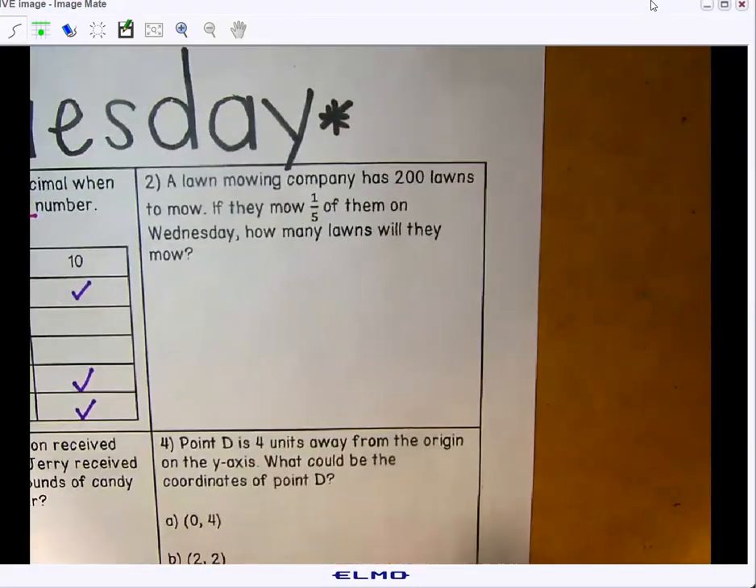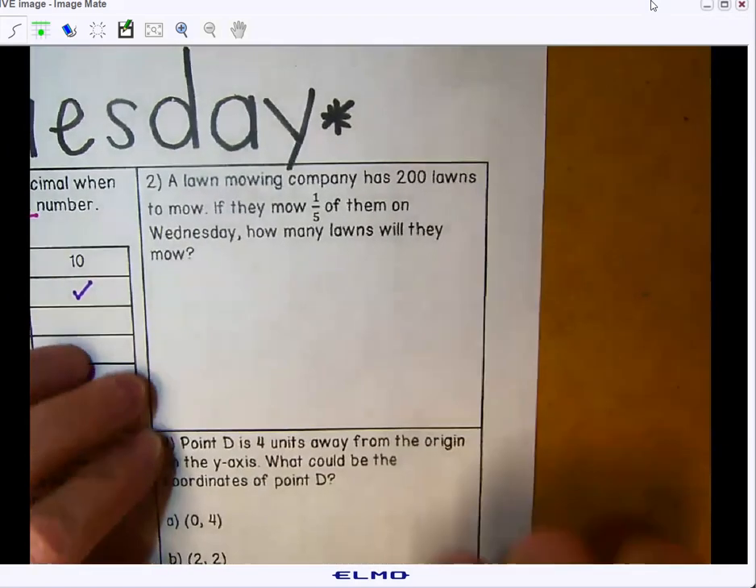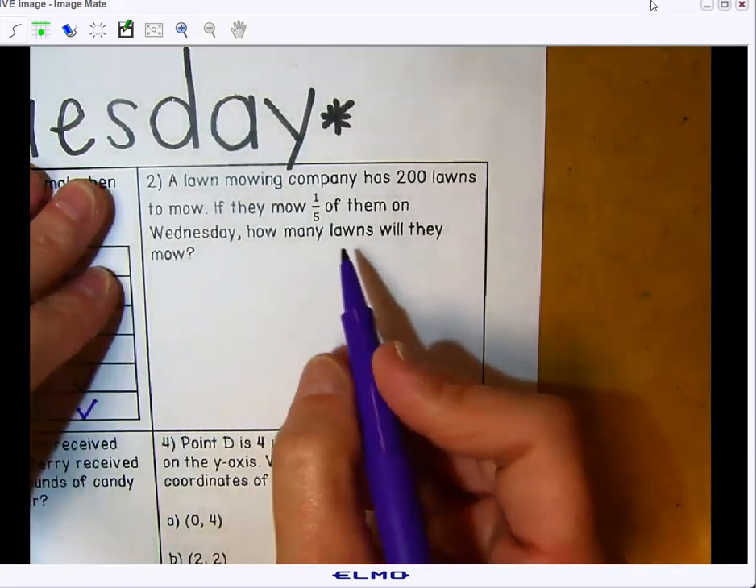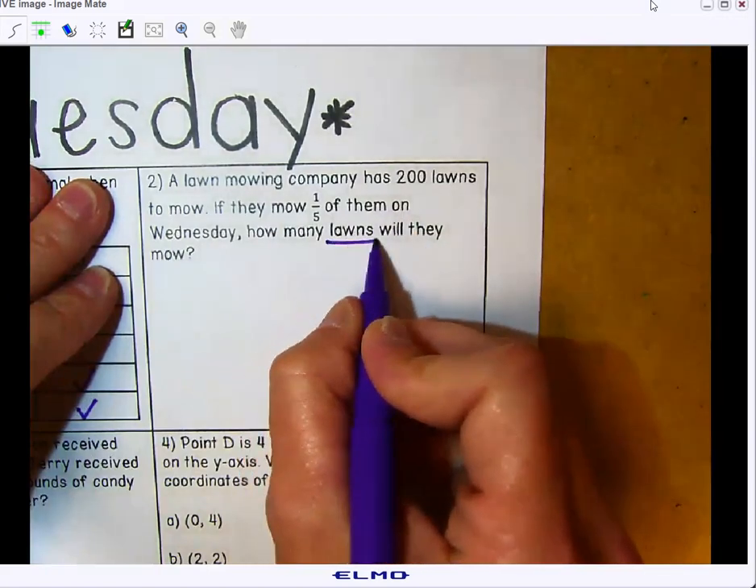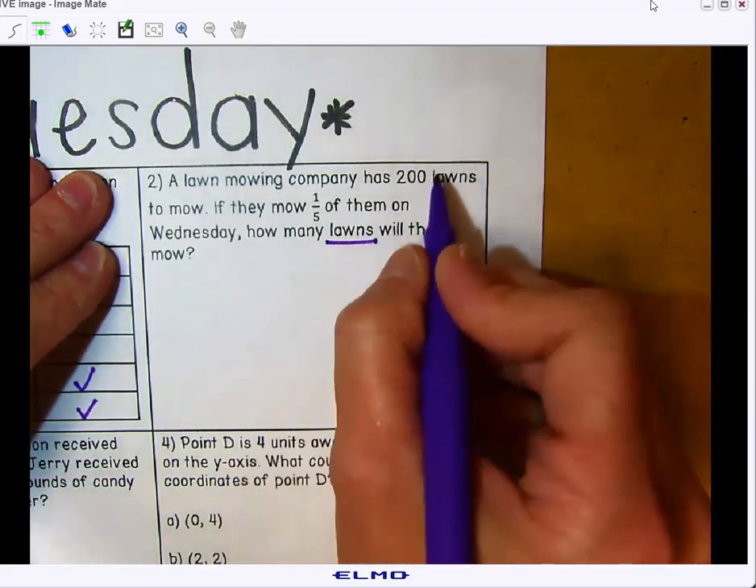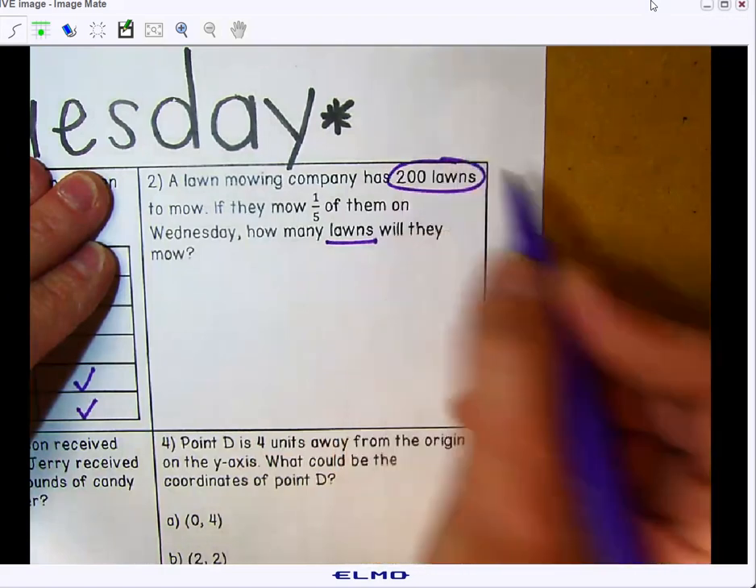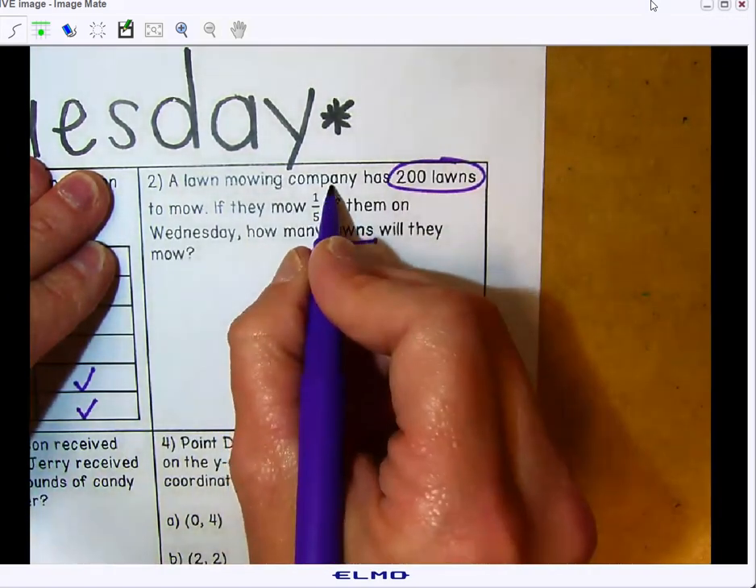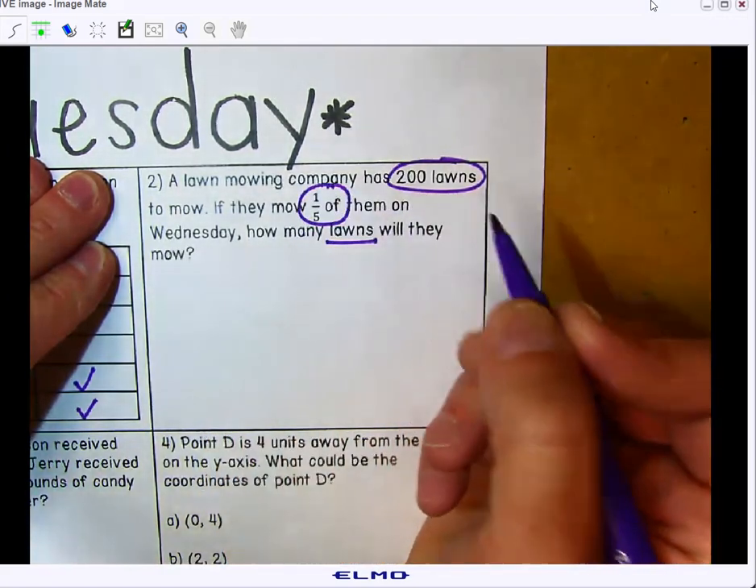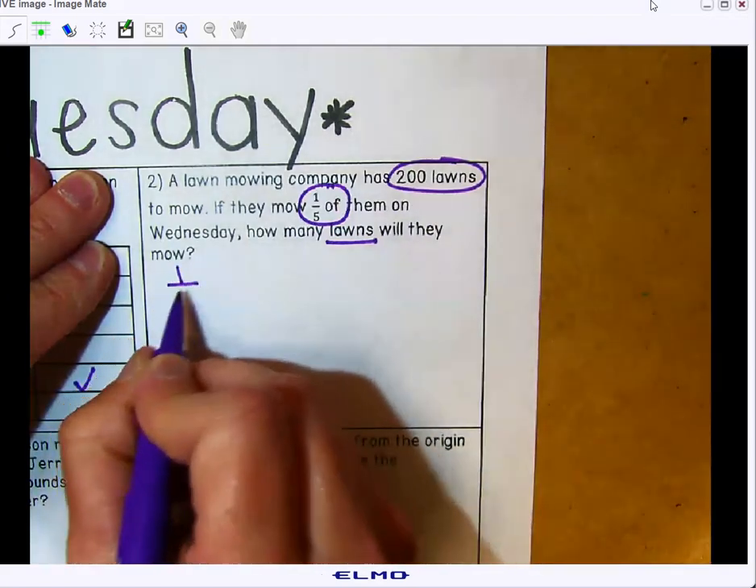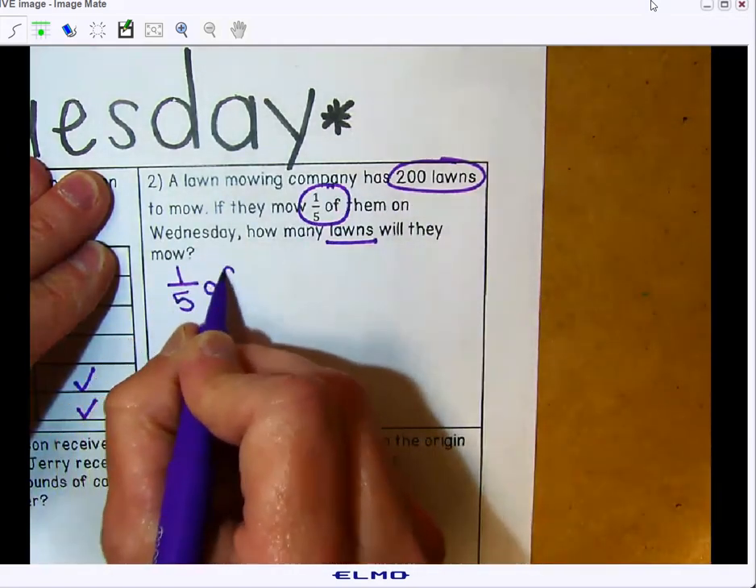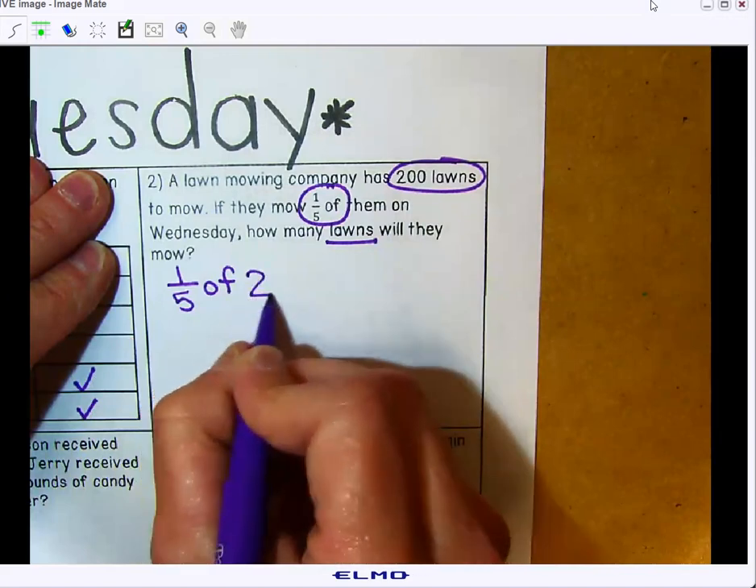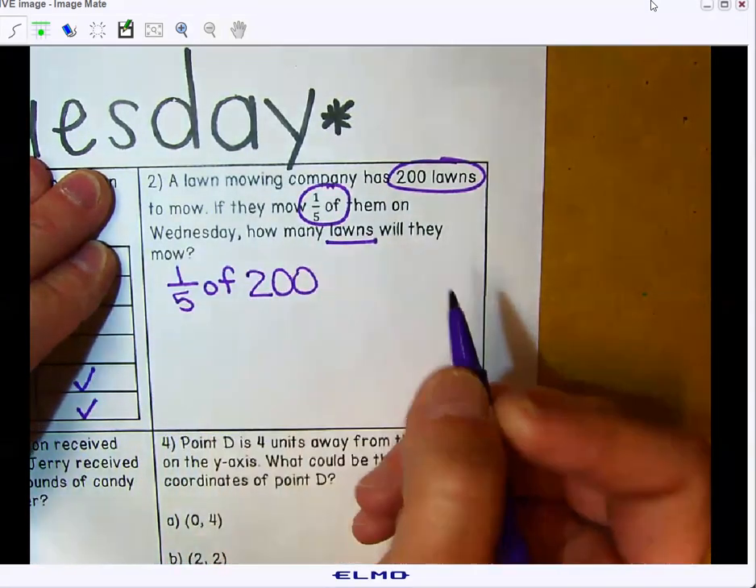A lawn mowing company has 200 lawns to mow. If they mow 1/5 of them on Wednesday, how many lawns will they mow? So we're looking for the number of lawns that they're going to mow. We're going to have a total of 200, and they want to do 1/5 of them. So we want to complete 1/5 of the total of 200 on Wednesday.